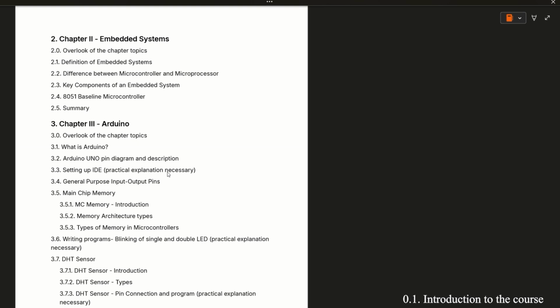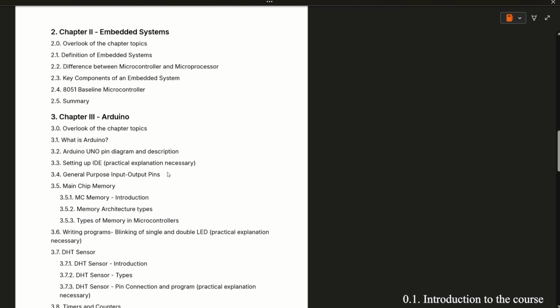From an exam point of view, it's a very easy chapter and a very small one too. We're just going to talk about the definition, what embedded systems mean. Then we'll compare two different types of embedded systems, that is microcontroller and microprocessor. Then we'll talk about the key components of an embedded system, and end with the 8051 baseline microcontroller.